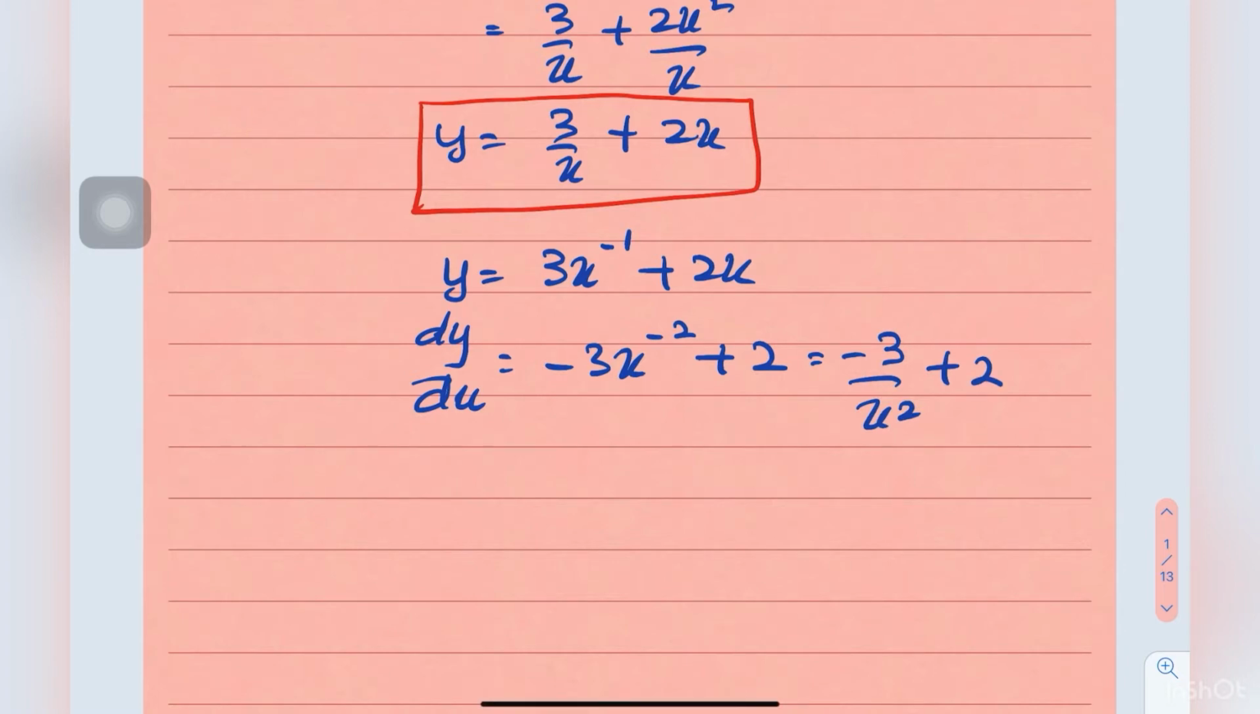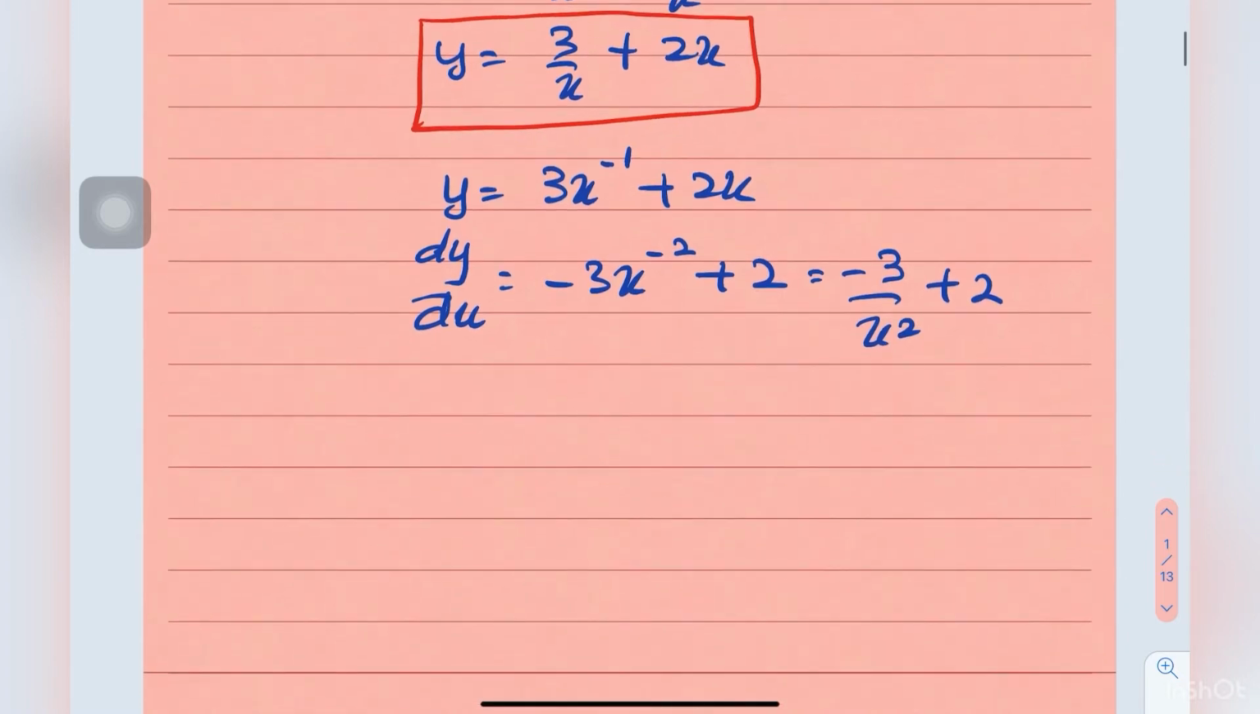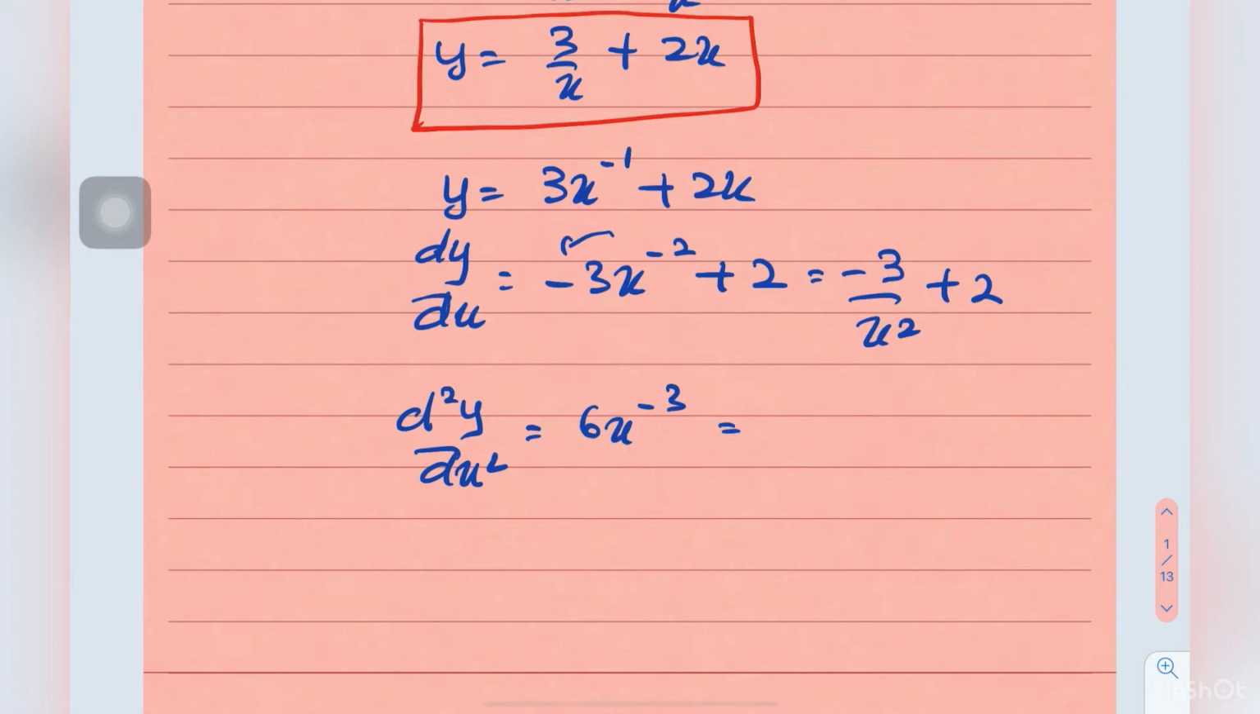Then for d squared y dx squared, you have to differentiate another time. We get 6x power of negative 3, so 6 over x cube. This is dy dx, this is d squared y dx squared.